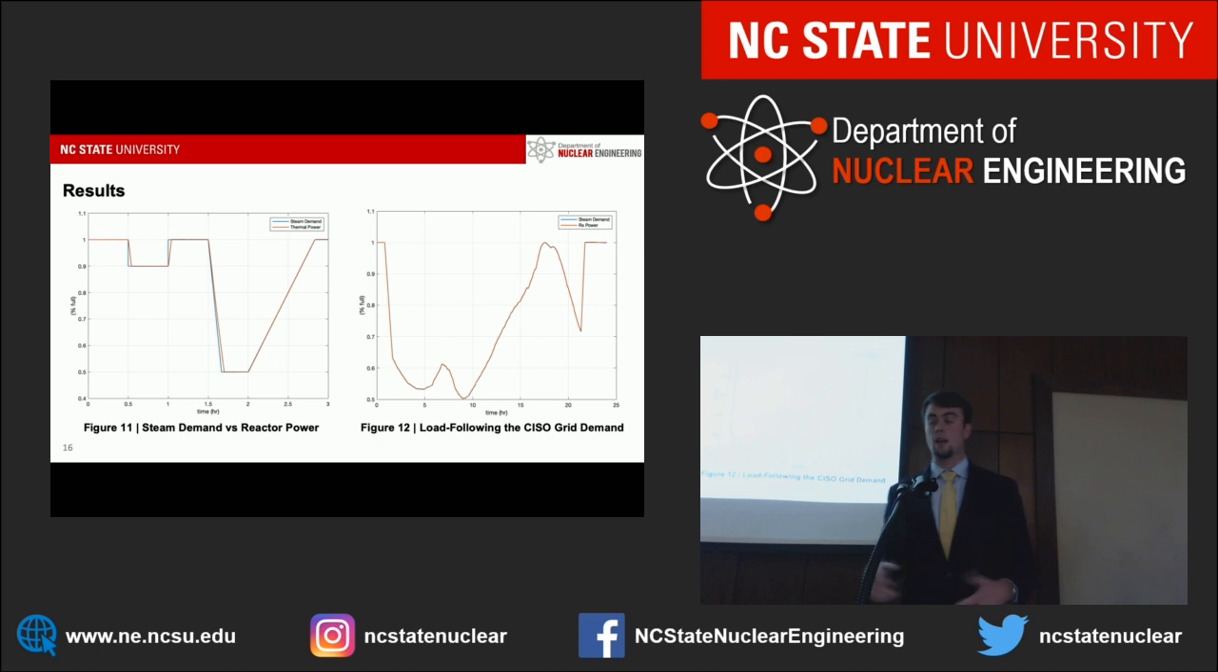And if you look on the left, as Anna mentioned, the CISO grid is our most limiting case, and that's what we were going to design to. So this is a scaled version of that, so that our peak demand is at our 300 megawatts electric 4-hour plant, and we spread that across a 24-hour period, starting at full power and ending at full power. We're able to meet those transients. The same time lag is apparent in following the CISO grid. You just can't see it because it's more zoomed out over a larger period of time.